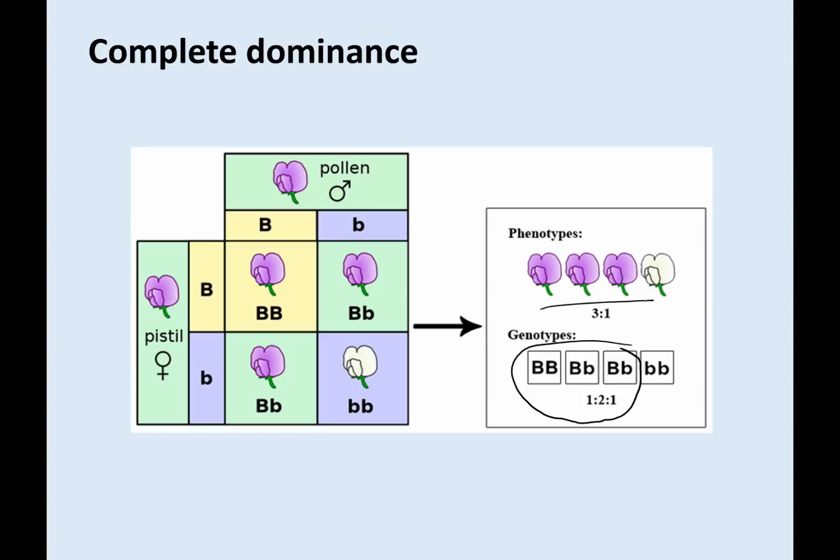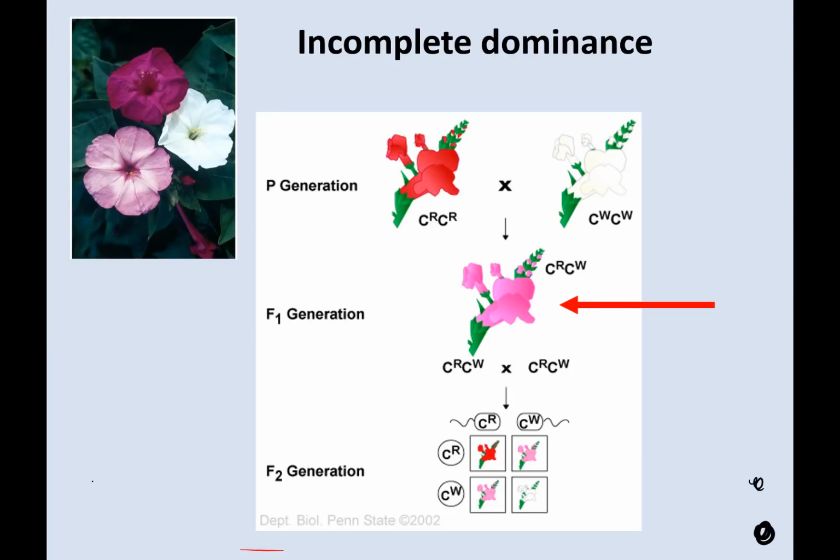What you're going to see with incomplete and codominance is you still have the same genotypic ratio, but now each different genotype has a separate phenotype. So for instance, we have incomplete dominance where the homozygous, in this case is red. We have a different homozygous that is white, and the heterozygote is pink. Okay, this is different than red and different than white.